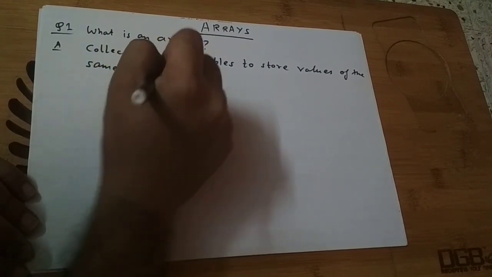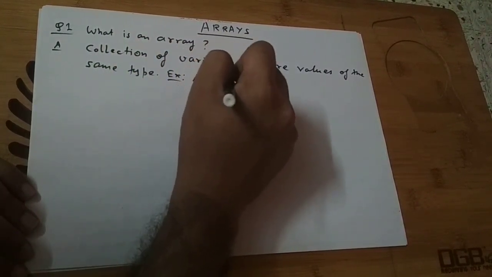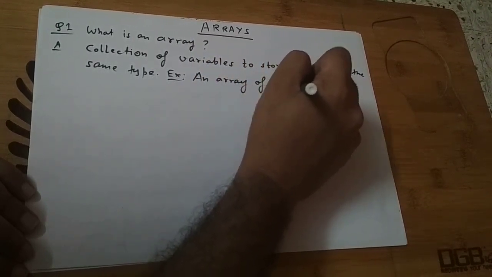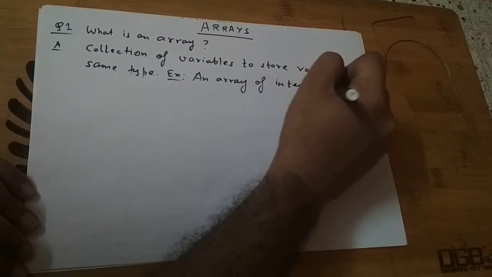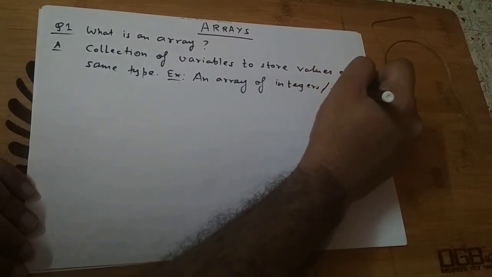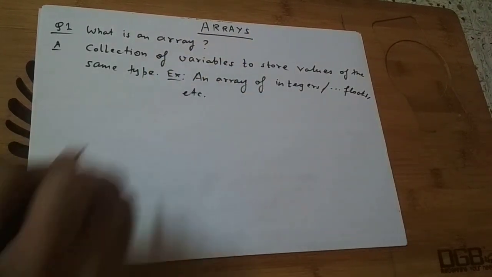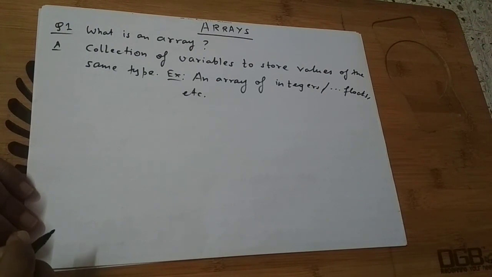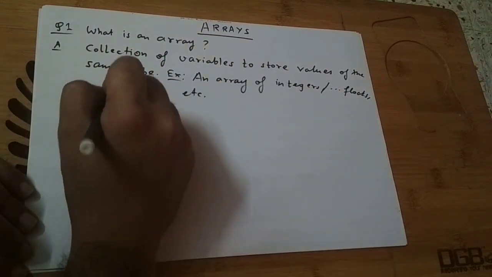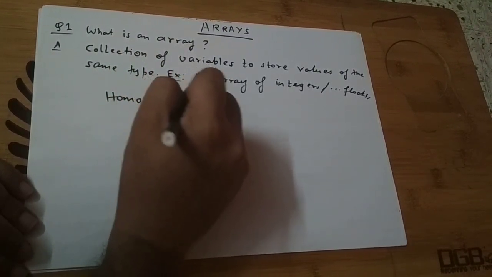That means, for example, you can have an array of integers, or you can have an array of floats, and so on. That means the values that we can store in an array all have to be of the same type, which makes array a homogeneous data structure.